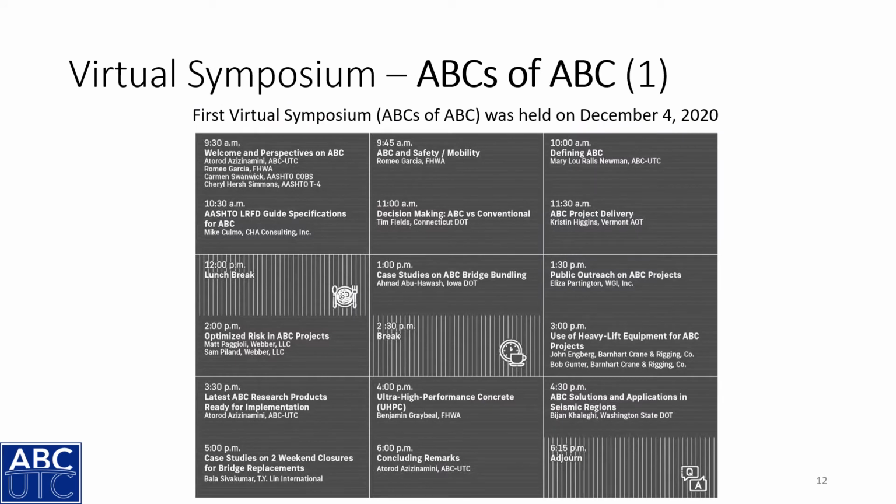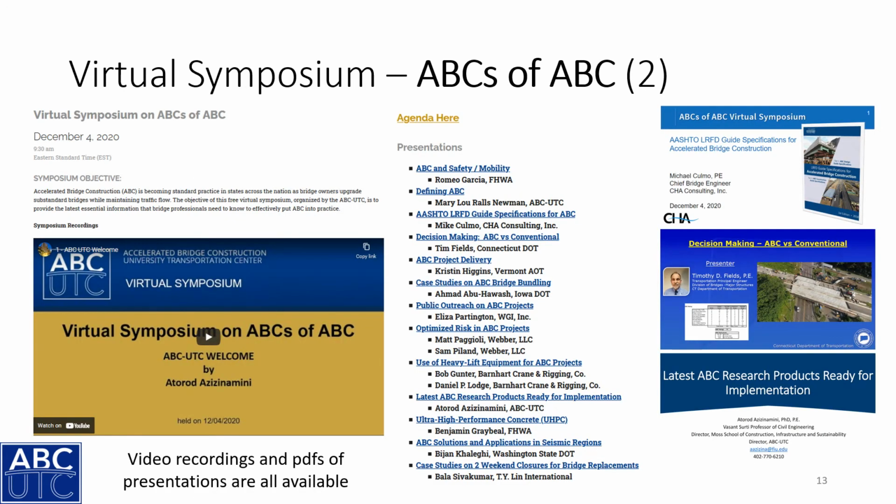The next web training event that I wanted to highlight is the virtual symposium. The first virtual symposium, the ABCs of ABC, was held on December 4th of 2020. And you can see the schedule here. A recording was taken and posted on the website for each of the different sessions. And there's a downloadable PDF of the presentation for each of the sessions. So you can see there's a wide variety of topics related to ABC, and a lot of the speakers are the experts in that specific topic.